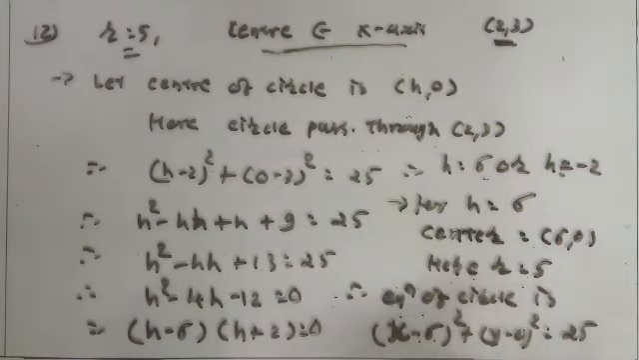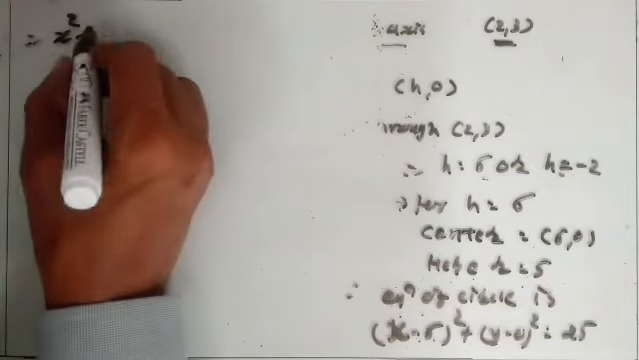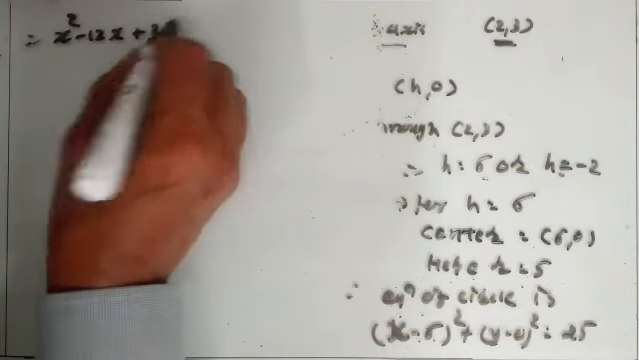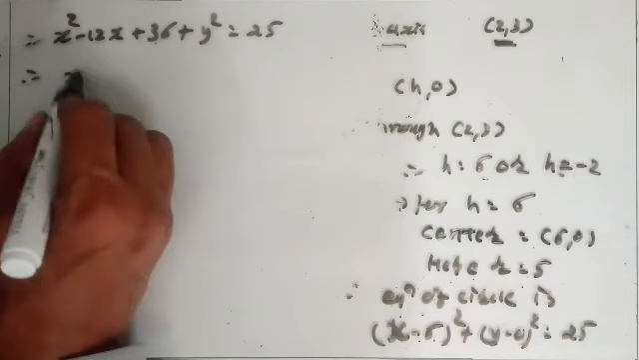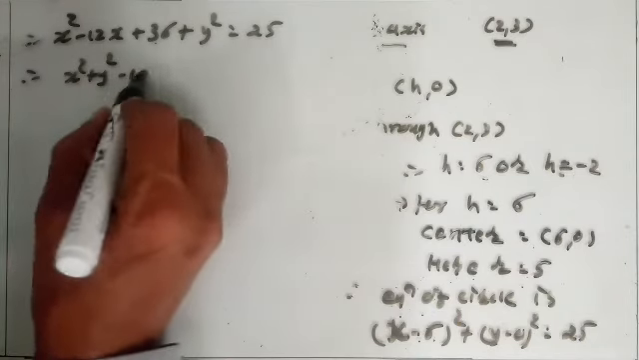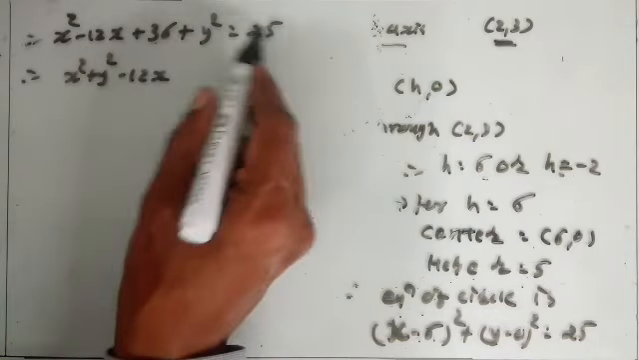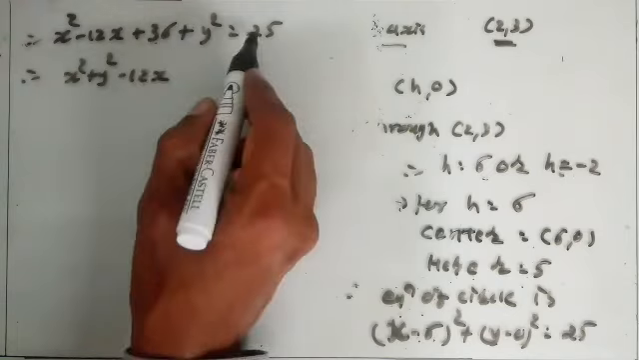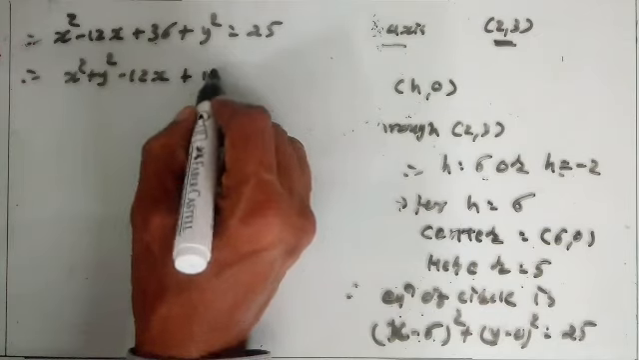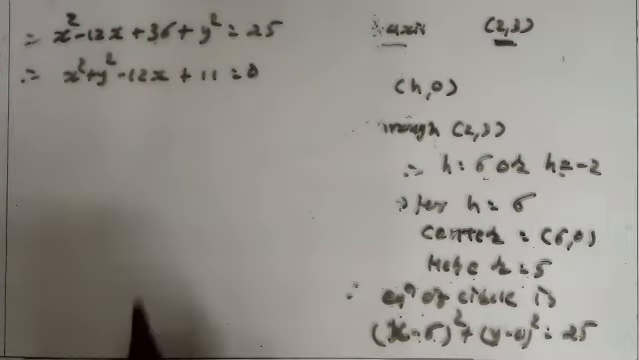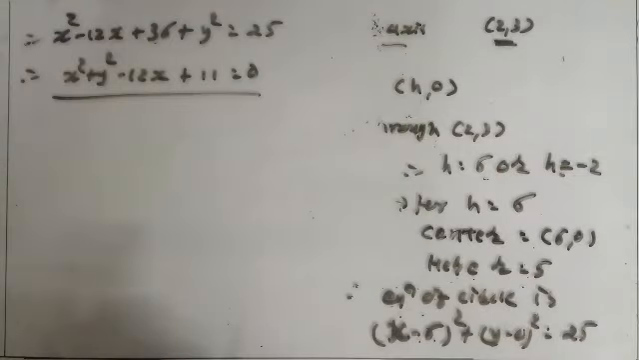So simplify this and get the equation of the circle. Here x square minus 12x plus 36 plus y square is equal to 25. Therefore x square plus y square minus 12x, taking 25 to this side, 36 minus 25 becomes plus 11, equal to 0. So this becomes the equation of the required circle.